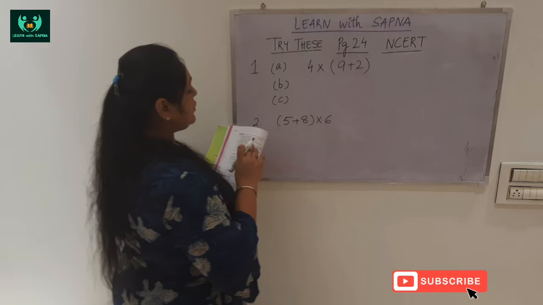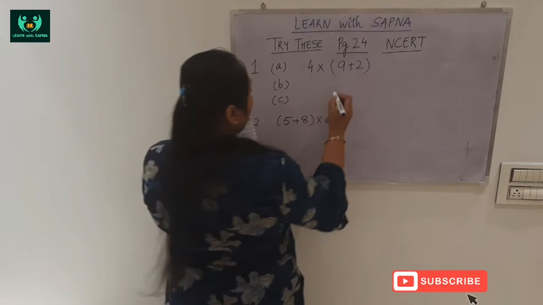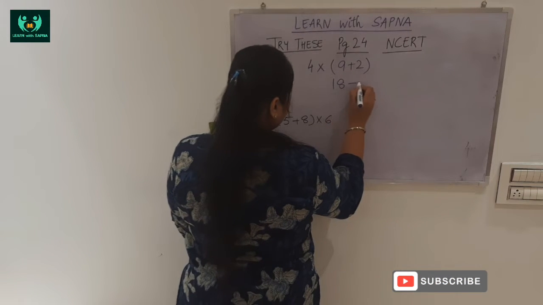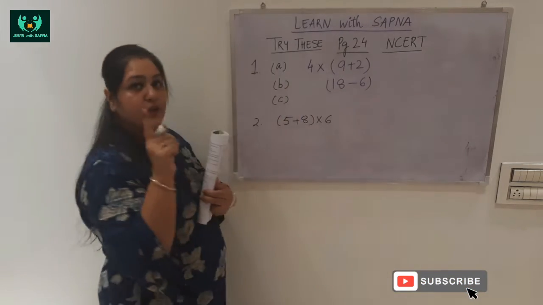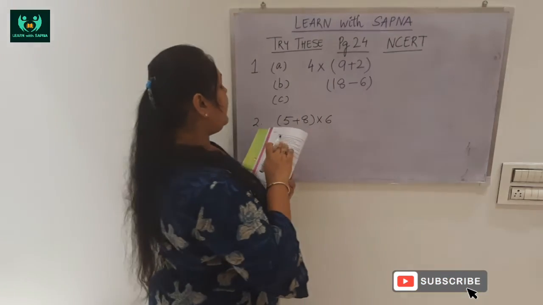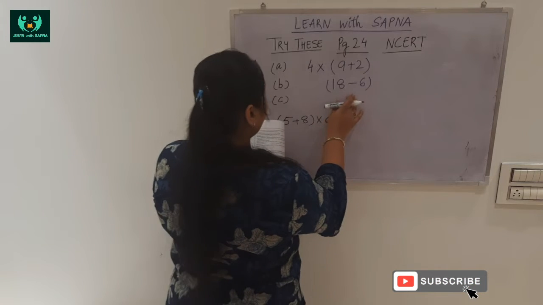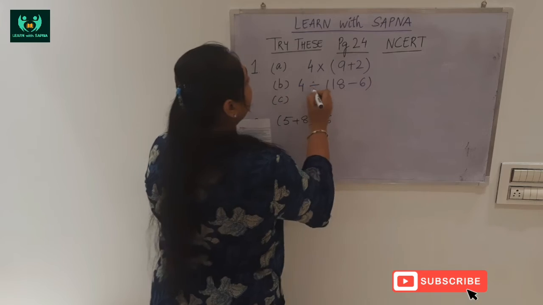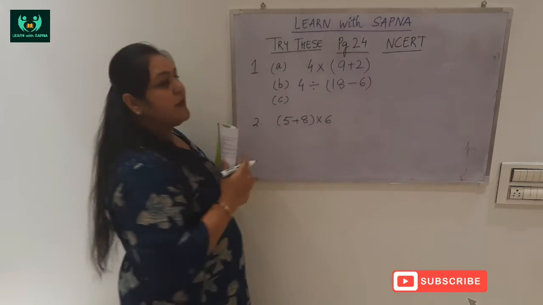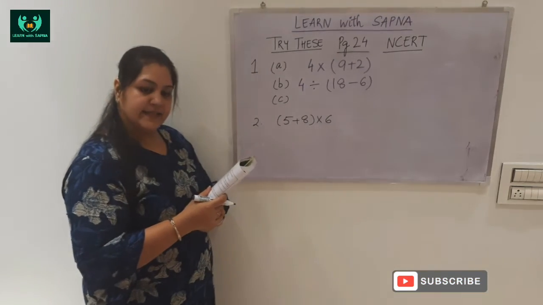Divide the difference of 18 and 6. What is the difference of 18 and 6? 18 minus 6. We'll put a bracket because it is one unit. Now we have to divide the difference of this by 4. So 4 divided by the difference of 18 and 6.